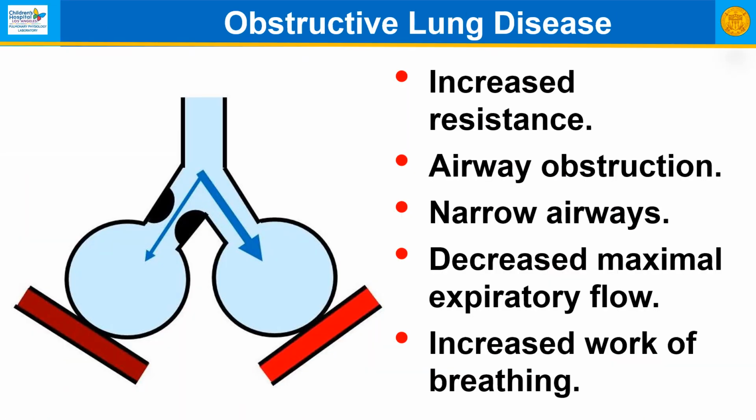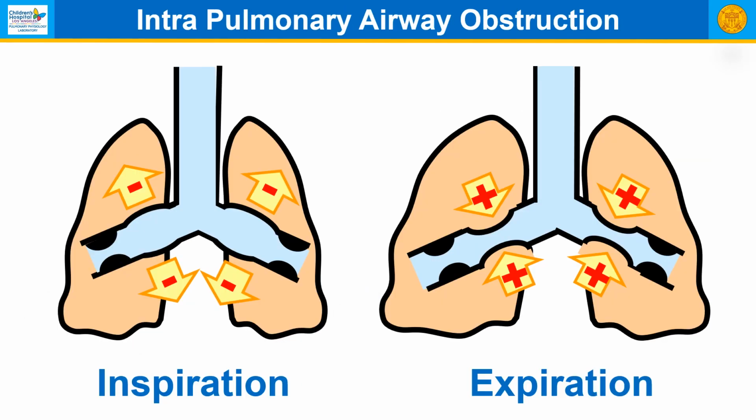So spirometry. When we deal with obstructive lung disease, this is increased airway resistance. So it's airway obstruction, narrow airways, decreased maximal expiratory flows primarily, and increased work of breathing. For intrapulmonary airway obstruction, which is what we're dealing with now, when you take in a breath, your elastic tissue around the lung pulls on airways to open them. So airways are larger during inspiration.